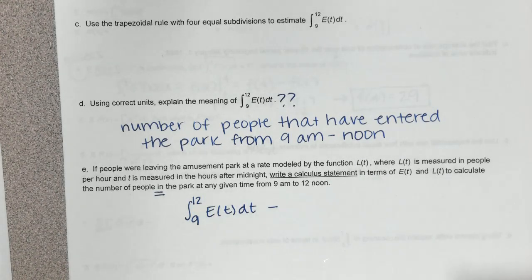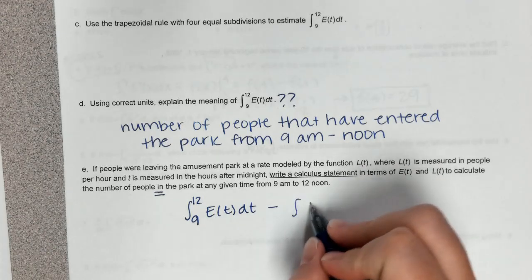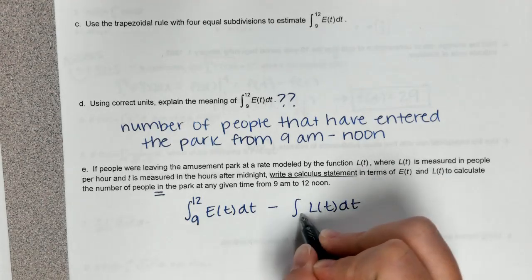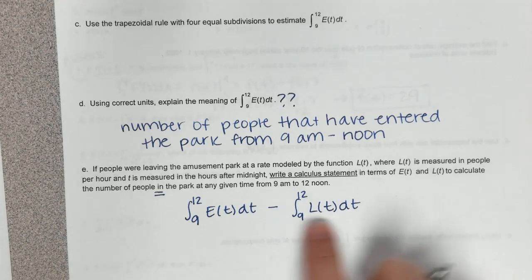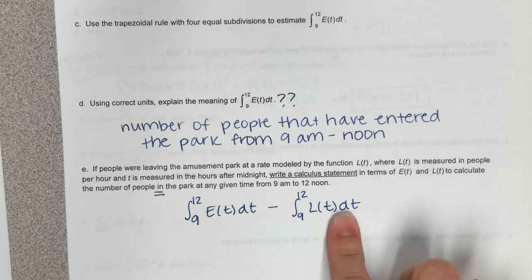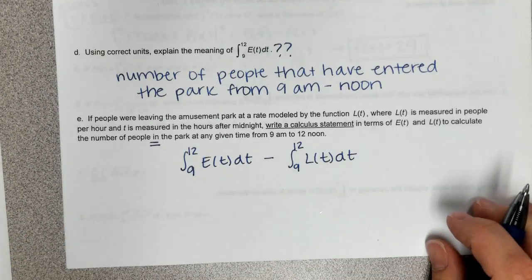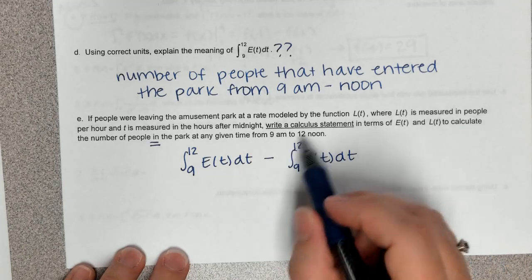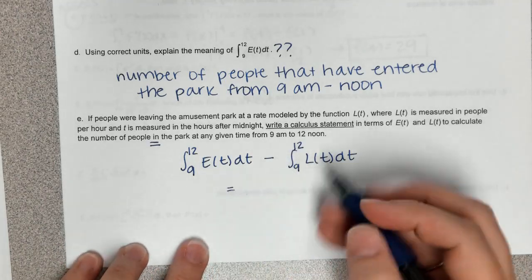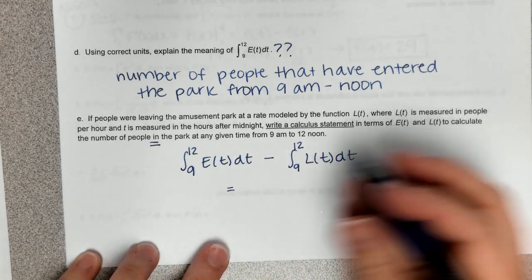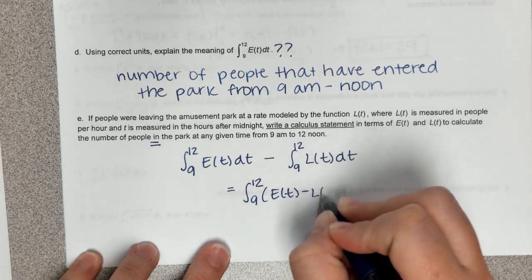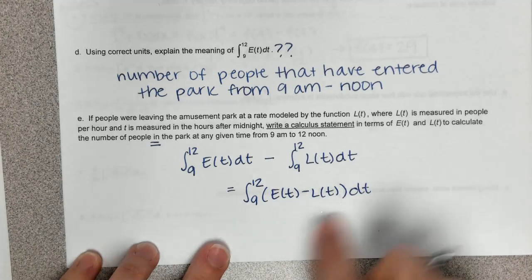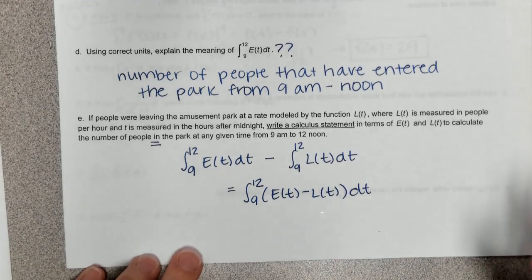How many people have left? Well, they're leaving at a rate of L of t. So in those first 3 hours, this would be the total number of people that have left the park. So if you subtract the number that have entered minus the number that have left, of course, that difference will give you the number of people that are actually in the park at any given time in those first 3 hours. So because the bounds are the same and the variable of integration is the same, we can, of course, combine those together and write the integral of E of t minus L of t dt. But that's as far as we can go because we don't know what L is.